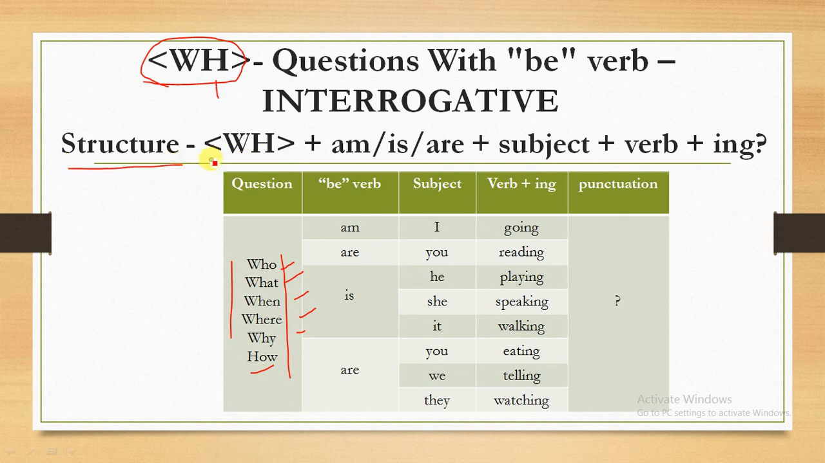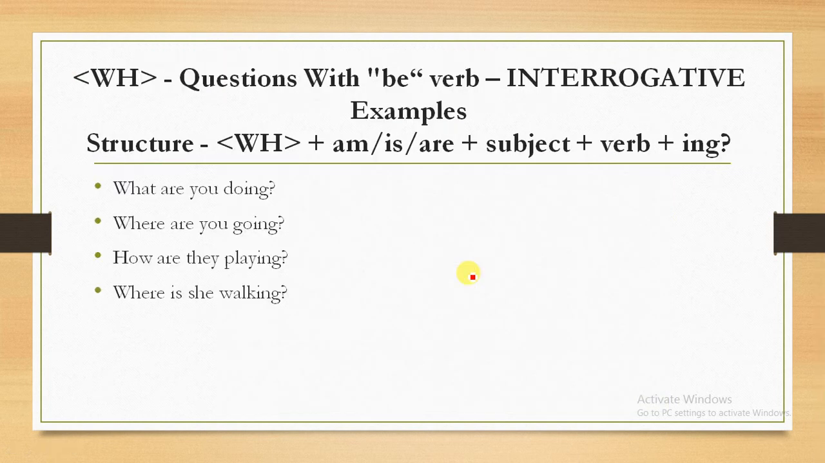The structure will be WH plus am, is, are, which is the be verb, plus subject. The subject is nothing but I, you, he, she, it. Then verb plus ing. Here we will use the verb's first form, the base form. For example, what are you speaking, right? Or we can simply say, where is she eating? This type of sentence we can create. Right now we'll go through some examples. What are you doing, where are you going, how are they playing, where is she walking.